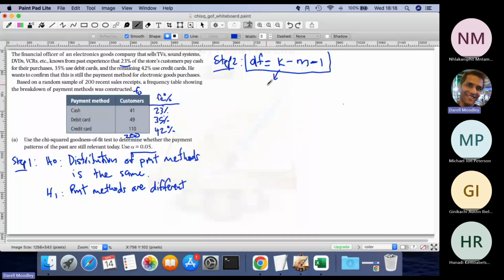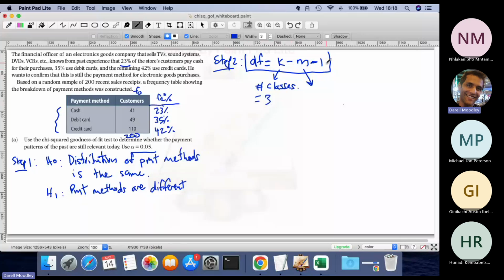It's easy to remember this. I know it's up to K, not C, but just remember K is the number of classes. And what do we mean by classes? It's actually a number of categories. How many categories do you have? Well, you have cash, debit card, and credit card. So 3. So your K is 3. So it's the number of classes, right, which is equal to 3 in our case. Your M, okay, your M is the number of parameters.